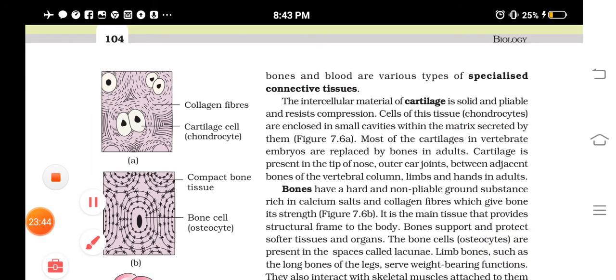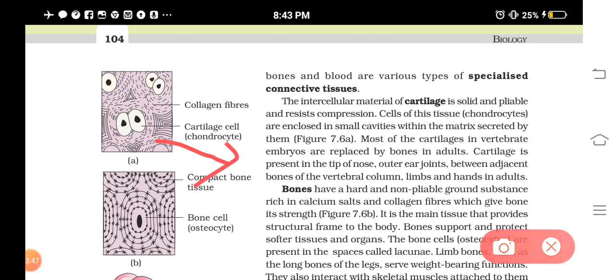Okay. This is the matrix, and in the matrix you can see a cavity, and in these cavities only the cells will be present, and the cells are known as chondrocytes. Then this cartilage you can see mainly in the embryonic stage, and there it will be replaced by bones when they become adult.